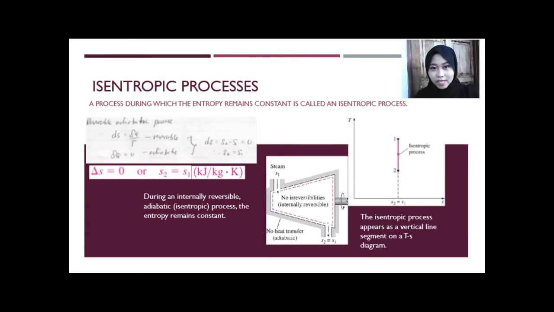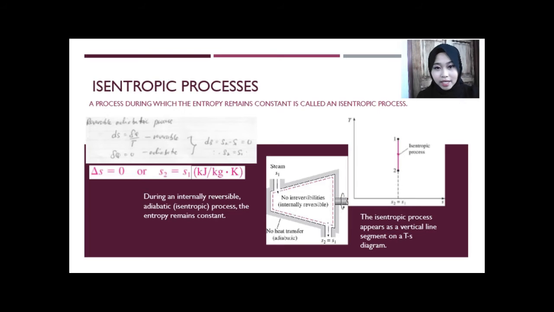As the previous group has mentioned, the entropy of a fixed mass can be changed by heat transfer and irreversibilities. Then it follows that the entropy of a fixed mass does not change during a process that is internally reversible and adiabatic. But an isentropic process is a process during which entropy remains constant. It is characterized by this formula: delta S equals 0, which is constant, or S2 equals S1. And this is the unit for the processes.